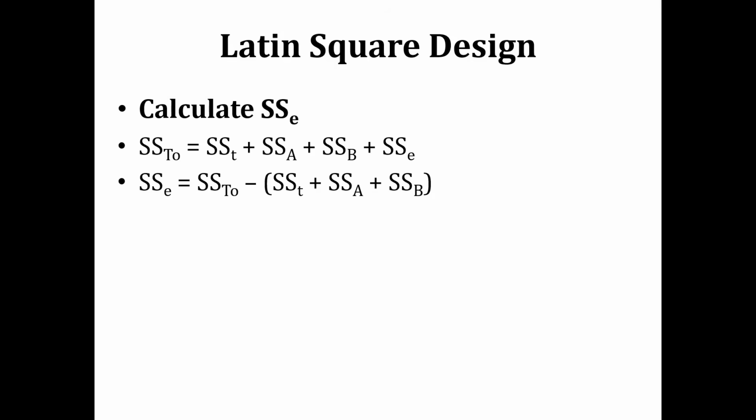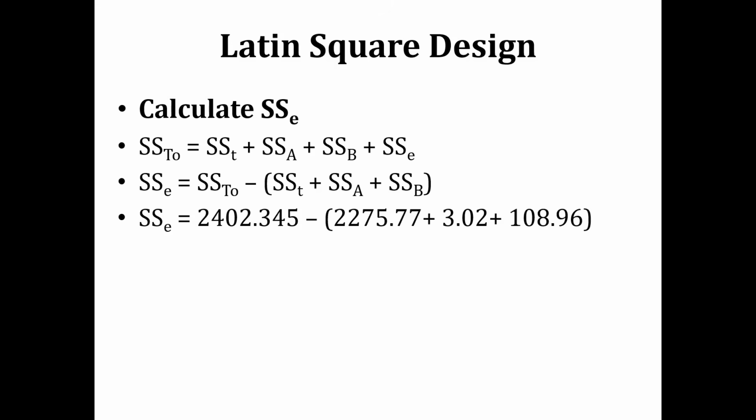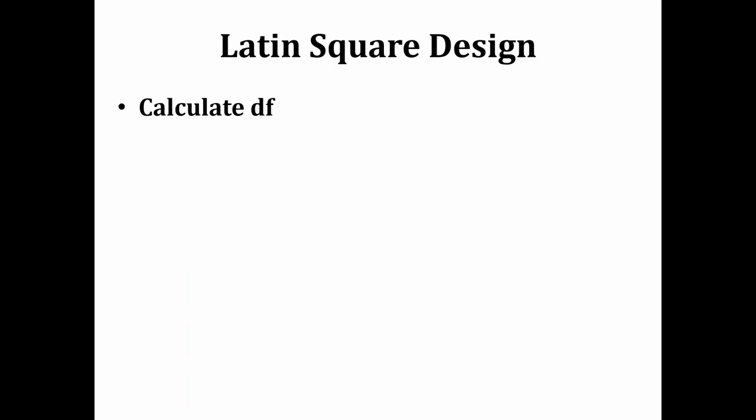So sum of squares E, or the sum of squares experimental error, is equal to the sum of squares total minus the sum of squares treatment, sum of squares A, and sum of squares B. So here we have these values, and we get the value for our sum of squares experimental error, and this value is 14.595. And now we calculate the degrees of freedom, and we are done with the calculation of the sum of squares for total, treatment, river gradient, road gradient, and the experimental error sum of squares. So now we have to calculate their degrees of freedom.